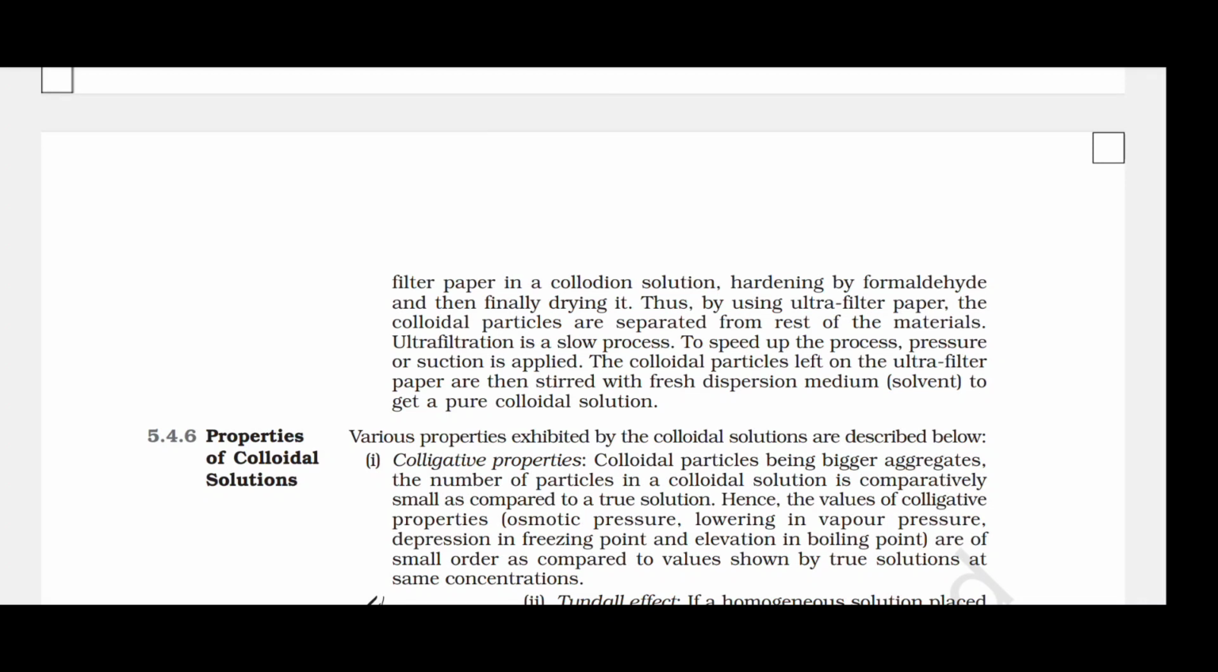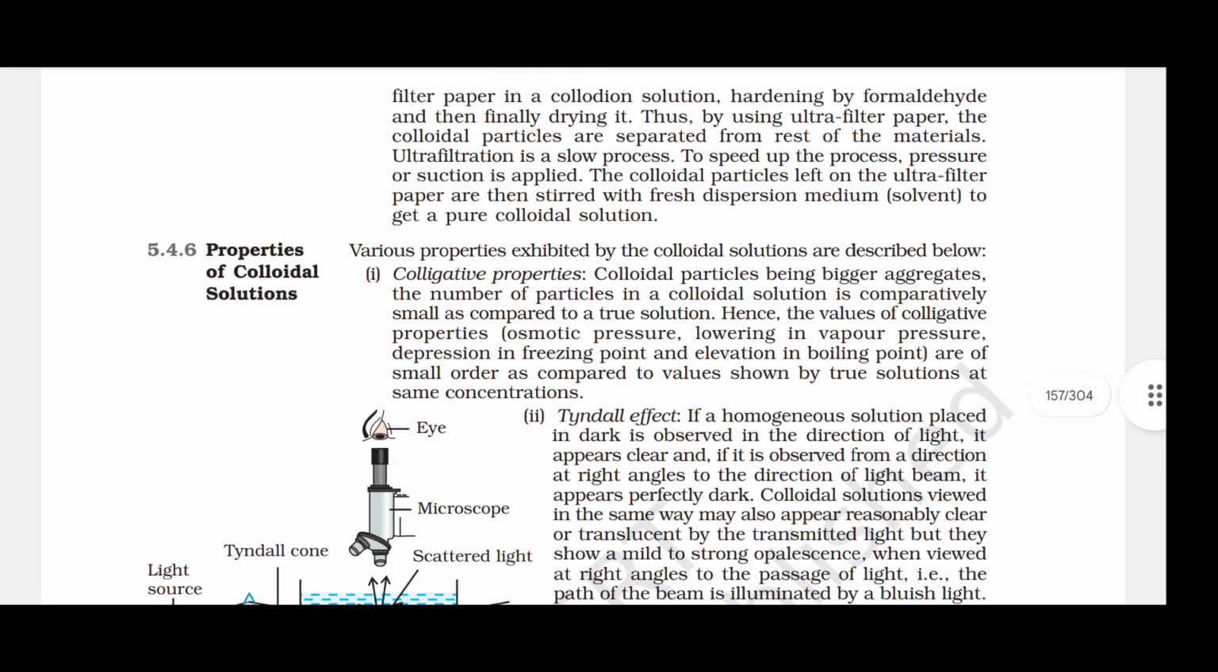Properties of colloidal solution. Various properties exhibited by colloidal solutions are described below. First, colligative properties. Colloidal particles being bigger aggregates, the number of the particles in a colloidal solution is comparatively small as compared to a true solution. Hence, the values of colligative properties, osmotic pressure, lowering in vapor pressure, depression in freezing point, and elevation in boiling point are of small order as compared to values shown by true solution at same concentration.